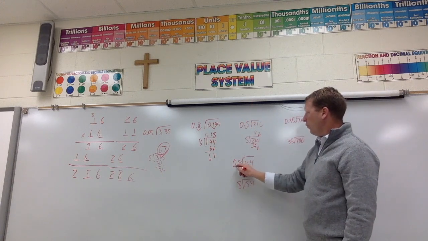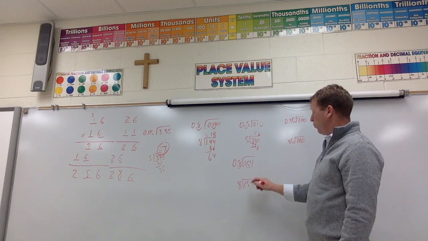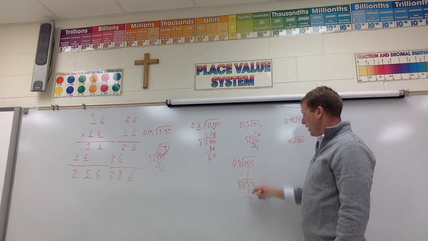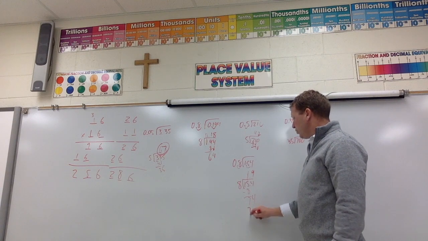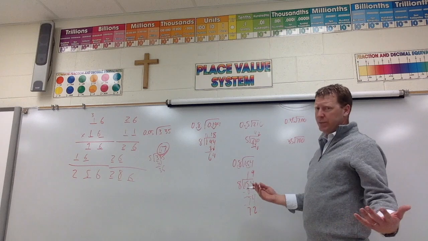Next one, over once. My new problem is 8 into 15.4. Goes in there once, that's 8. It's a 7. Bring your decimal straight up. Bring down the 4. Goes in there 9 times. That's 72. I'm not done yet, guys. Starts at a decimal and ends as a decimal.